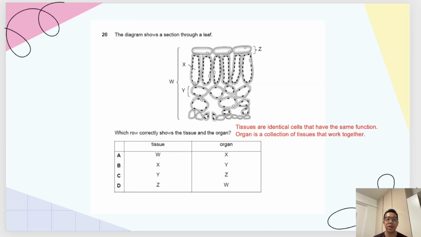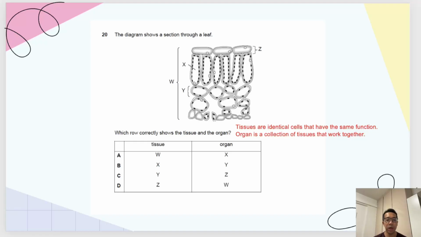Here is the explanation for this question. Tissues are defined as a group of identical cells with the same function, whereas organ is just a collection of tissues working together hand in hand. By this definition, you can figure out that the only organ listed here is W, because W is pointing towards three different tissues, X, Y, and Z. So your only correct option here is D.